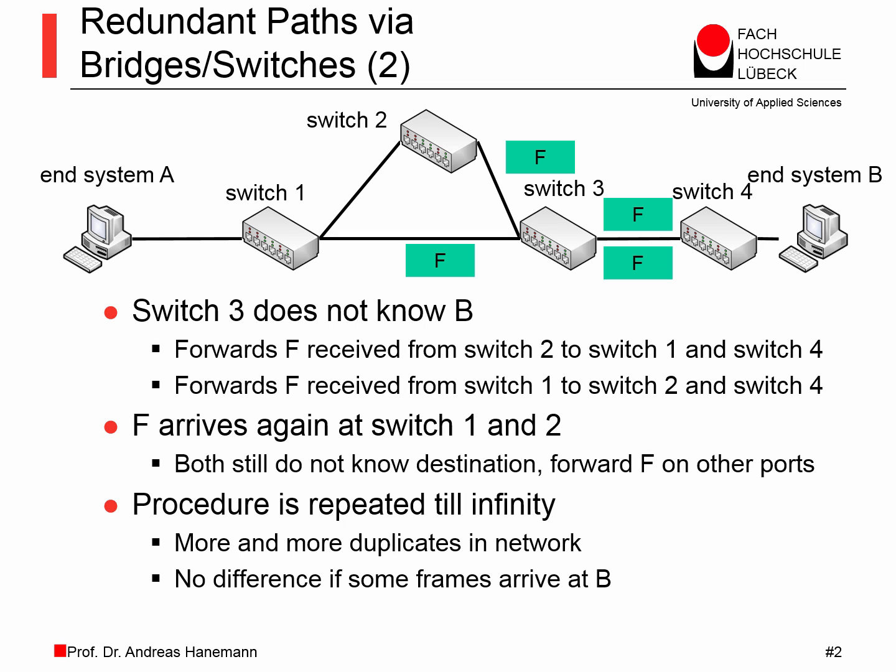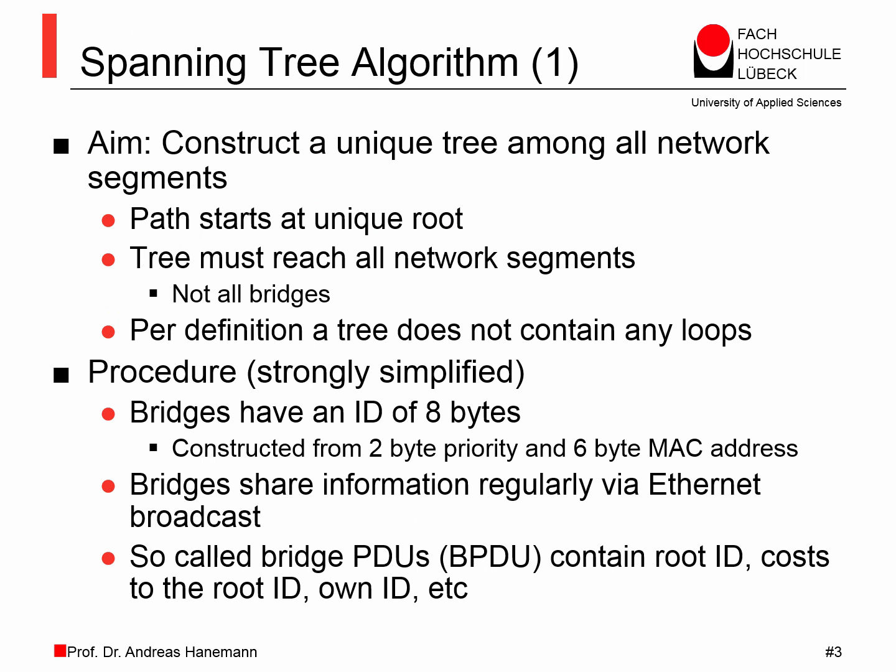Switch 1 and 2 get the frame again, and since they still do not know B, they forward it again. This goes on, so that at the end the whole network is busy with duplicates of the frame F. It does also not matter if the frame F arrives at B. However, if B replied to it, then the switches would learn the MAC address of B and then the flooding would stop. Nevertheless, a similar situation would also occur in case of broadcast frames without the possibility to stop it.